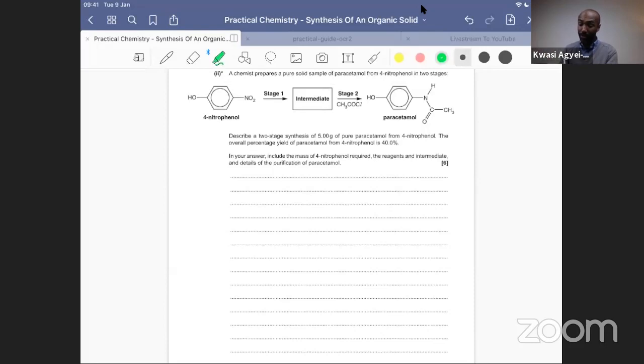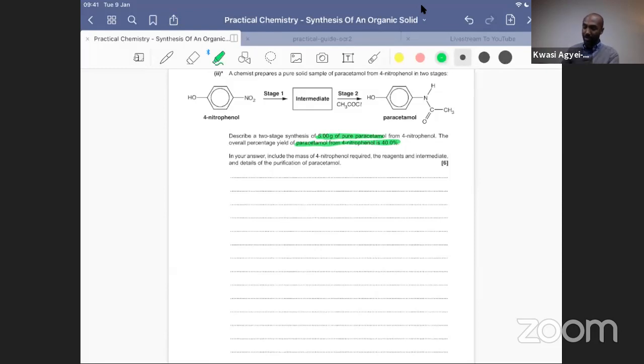We're asked to describe a two-stage synthesis of 5 grams of pure paracetamol from 4-nitrophenol. The overall percentage yield of paracetamol from 4-nitrophenol is 40%. In our answer, we need to include the mass of 4-nitrophenol that's going to be required, the reagents and intermediate, and details of the purification of paracetamol. So 6 marks, quite a bit to do.